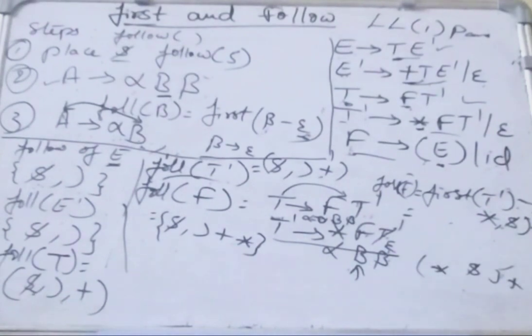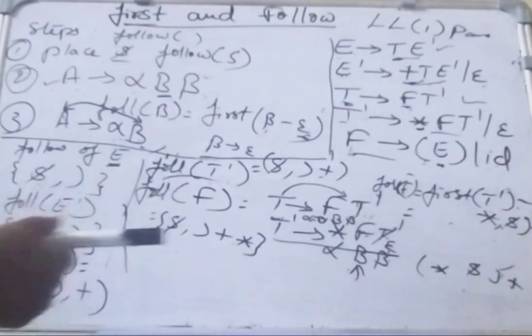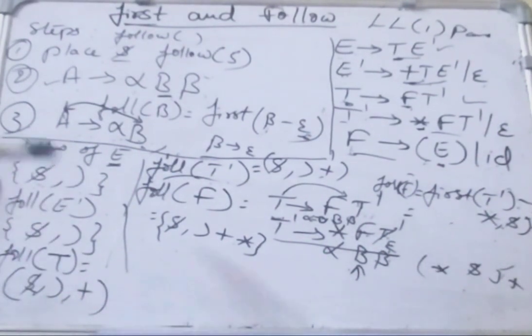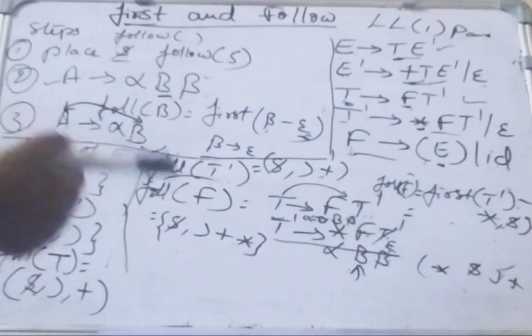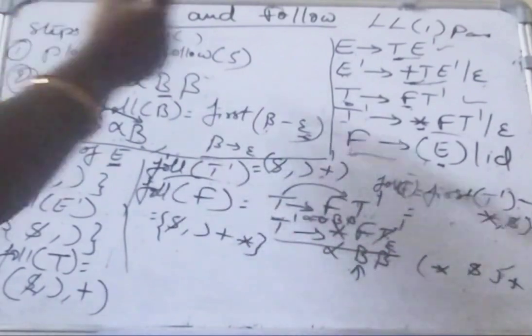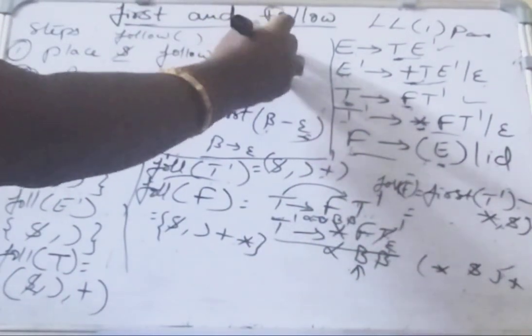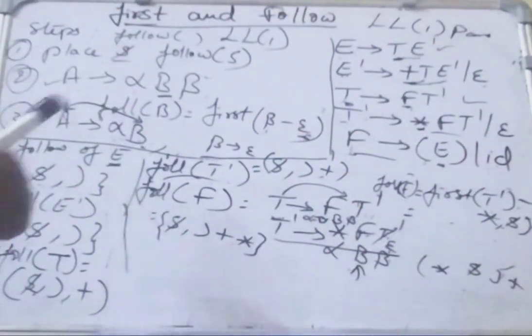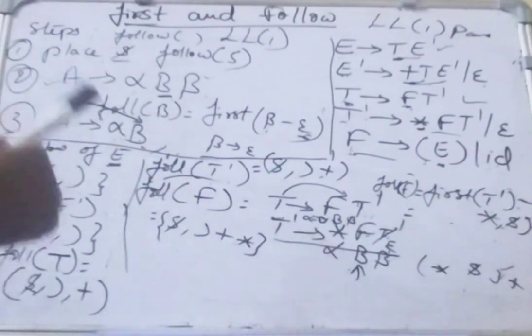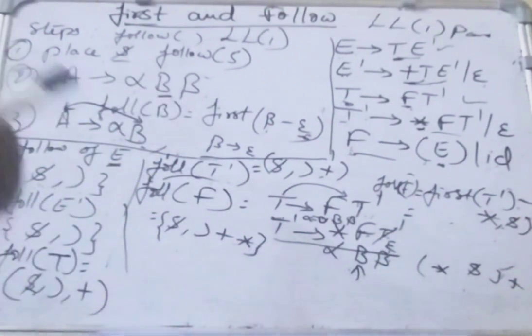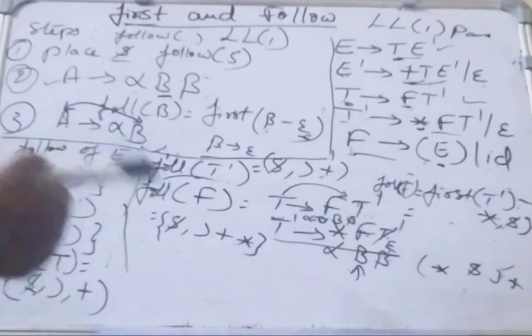So this is how we compute the follow, guys. It is very important for designing the LL1 parsing table. We should know how to find first and follow. To design the LL1 parser, we have to identify first and follow, and again using the predictive parsing algorithm, we should construct the table. That table construction I'll teach you in the next video.